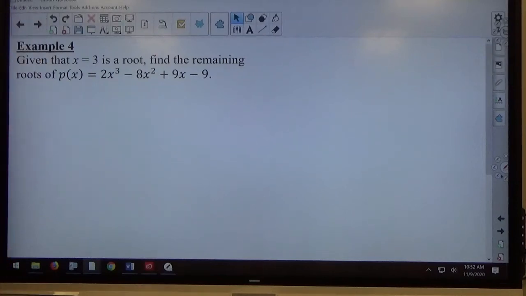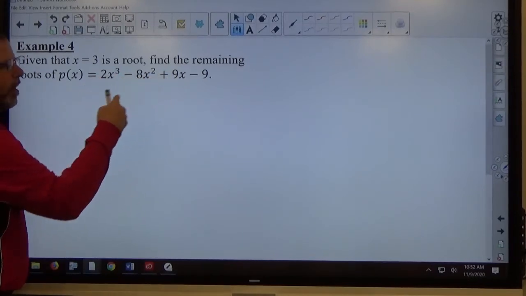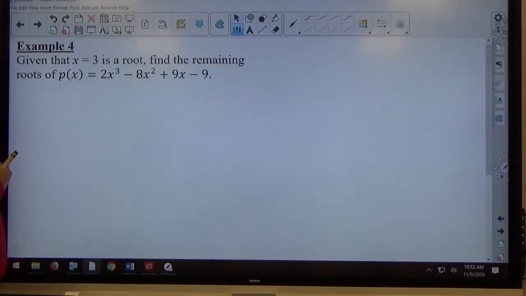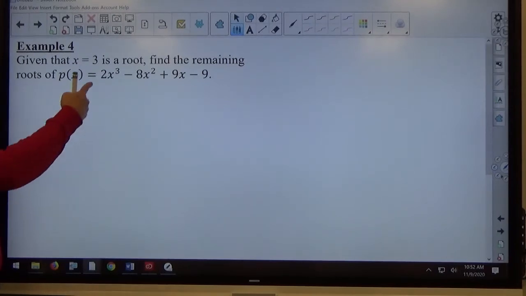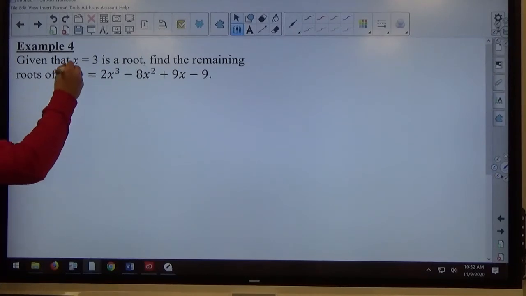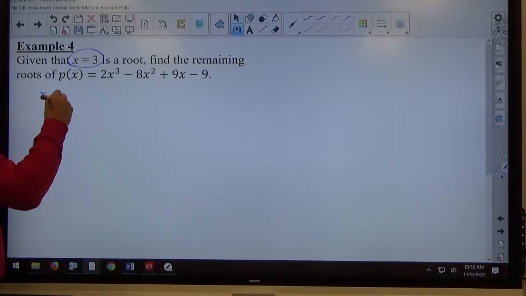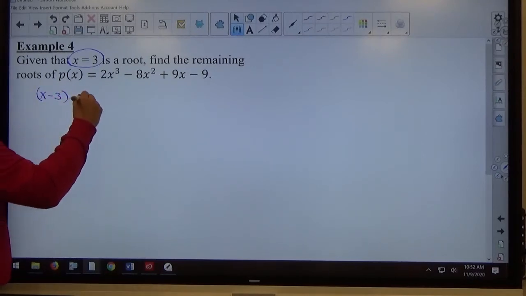Okay, for example 4, same basic idea here. We have a polynomial function, p of x, 2x cubed minus 8x squared plus 9x minus 9. Again, this is not something that has a common factor I can pull out. It's not easily factored in its current state. Cubic functions are not easy to factor unless you just happen to know something, such as a root. So if x equals 3 is a root, that means x minus 3 is a factor.